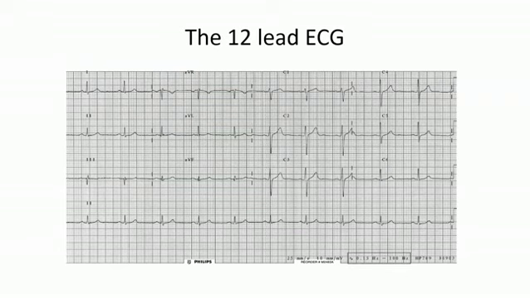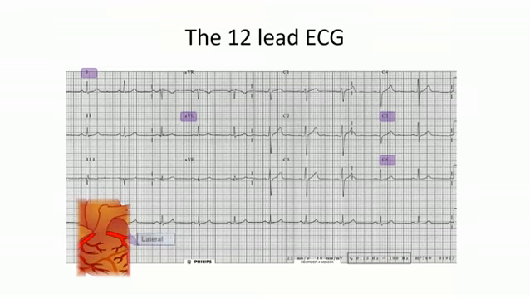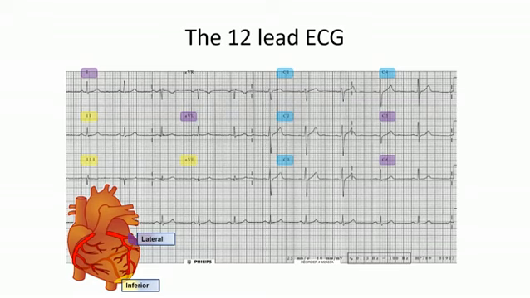Some of the 12 leads have similar views, so can be grouped together into specific areas or territories. For example, leads 1, AVL, C5 and C6 all view the left side of the heart, which is called the lateral territory. Leads 2, 3 and AVF view the bottom of the heart, known as the inferior territory. Finally, leads C1 to C4 all broadly view the front or anterior territory of the heart.